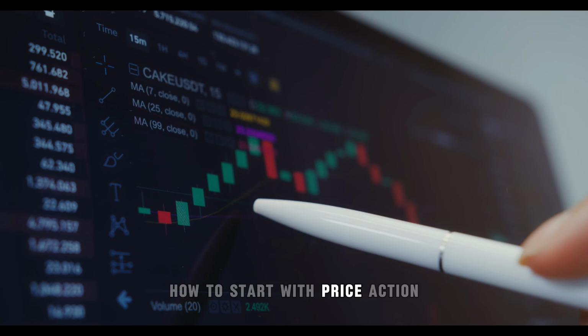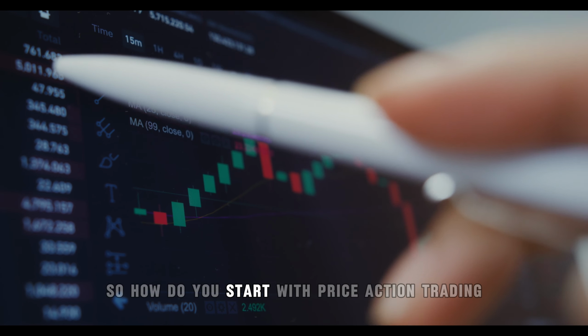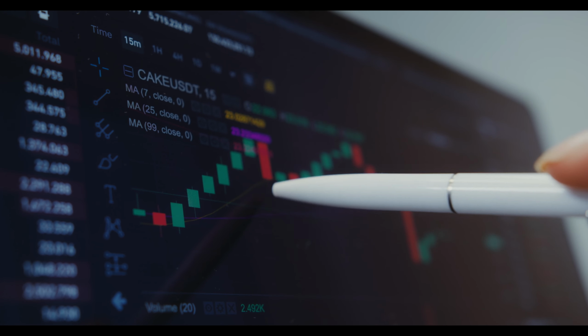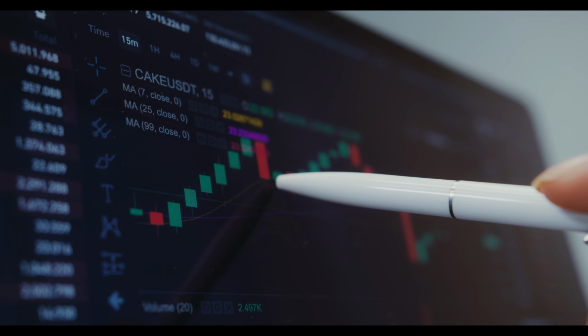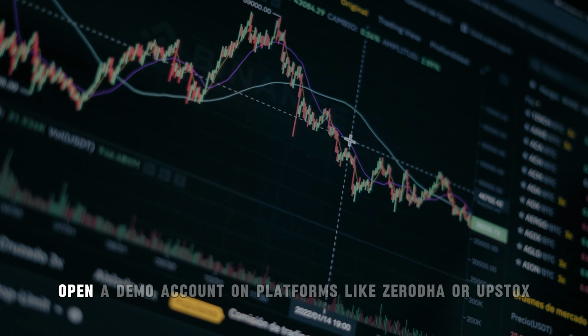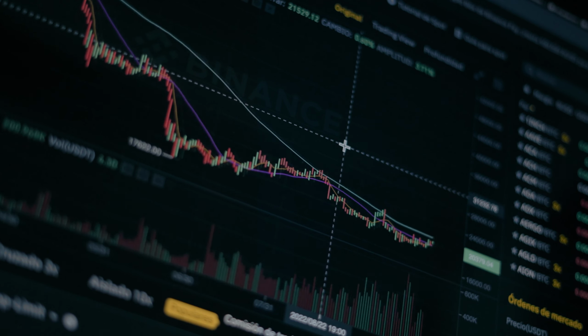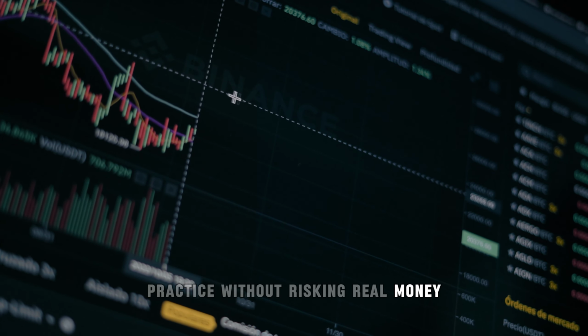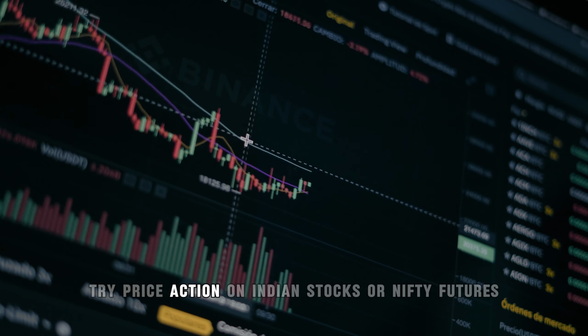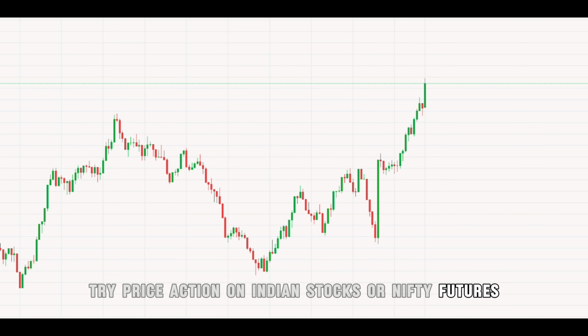How to start with price action. So, how do you start with price action trading? Here's a simple three-step plan. Use a demo account. Open a demo account on platforms like Zerodha or Upstox. Practice without risking real money. Try price action on Indian stocks or Nifty futures.